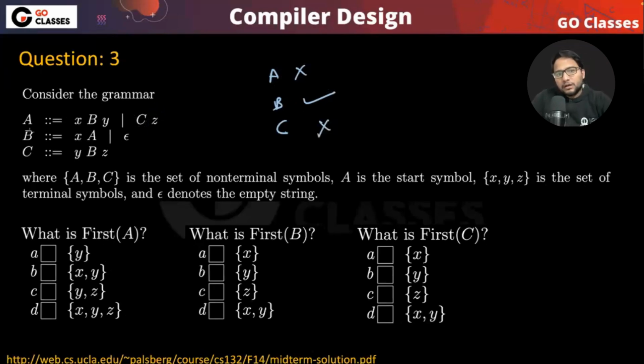Now let's solve this. What is first of capital A? It is small x and whatever is the first of capital C. So it is y only, right? It is y. So small x and y. So basically B is the answer here. Can you tell me first of capital B? First of capital B will be small x and epsilon, right?